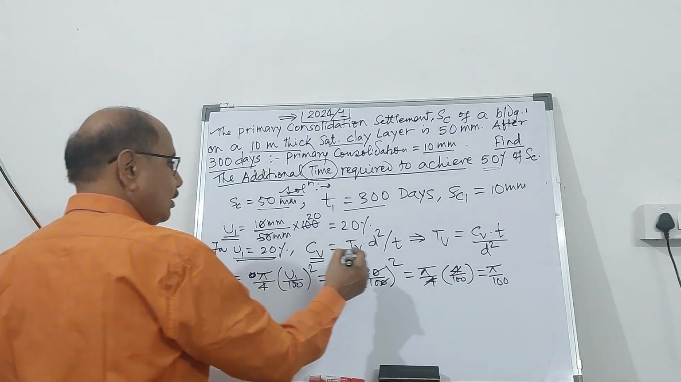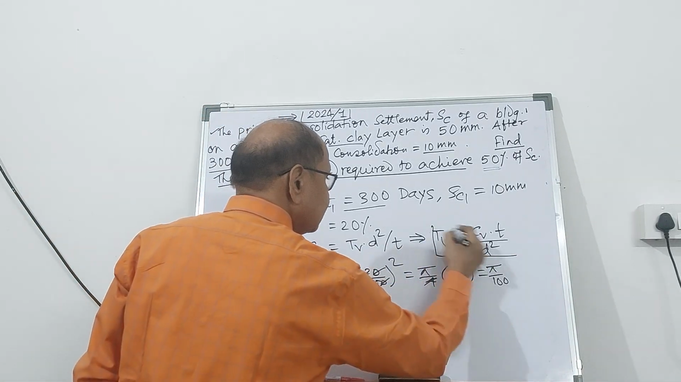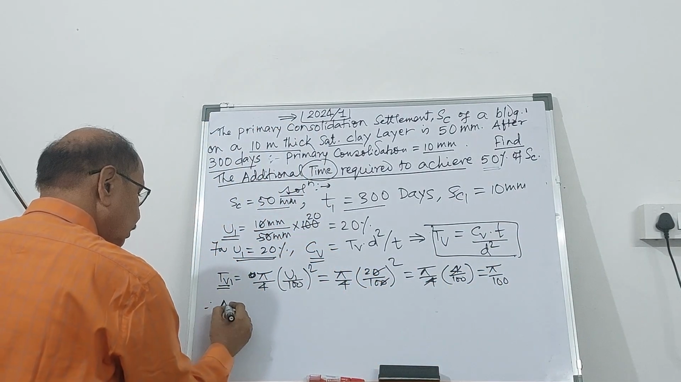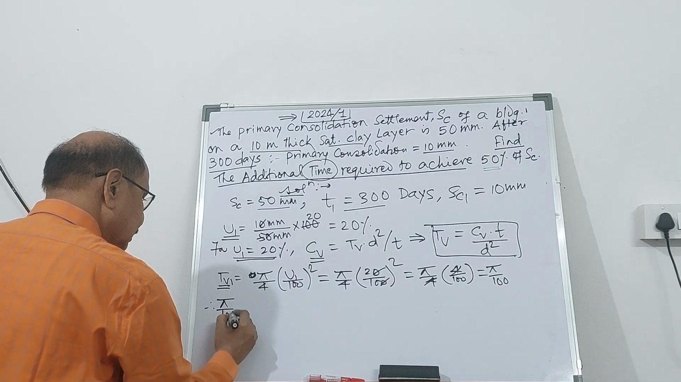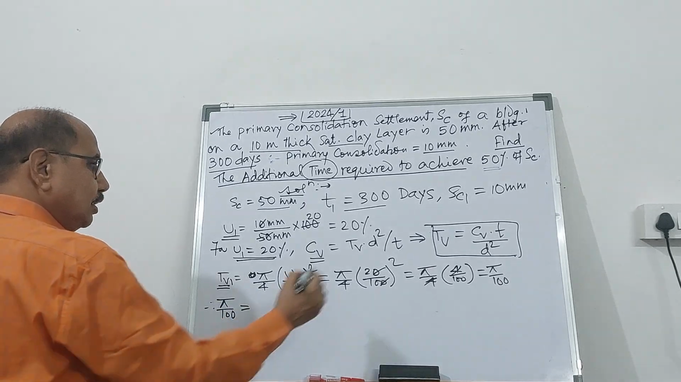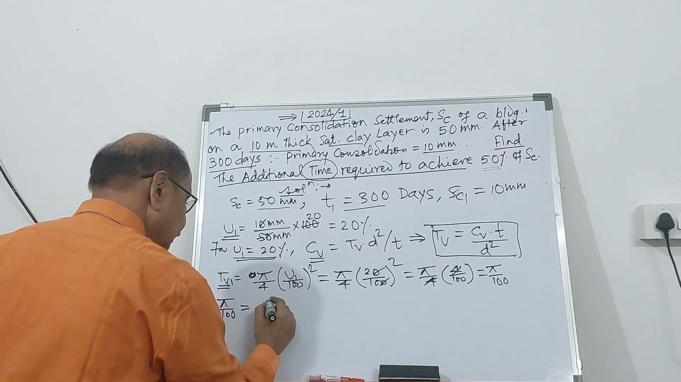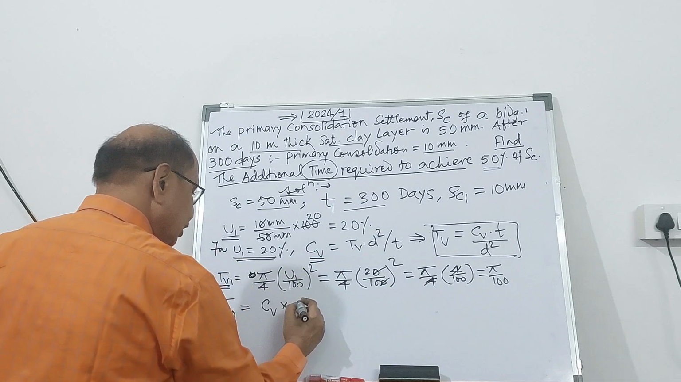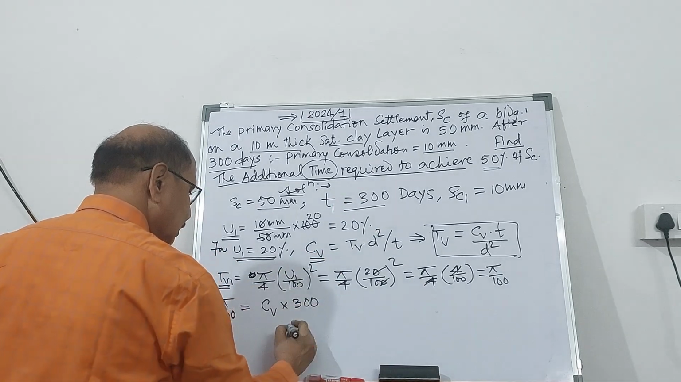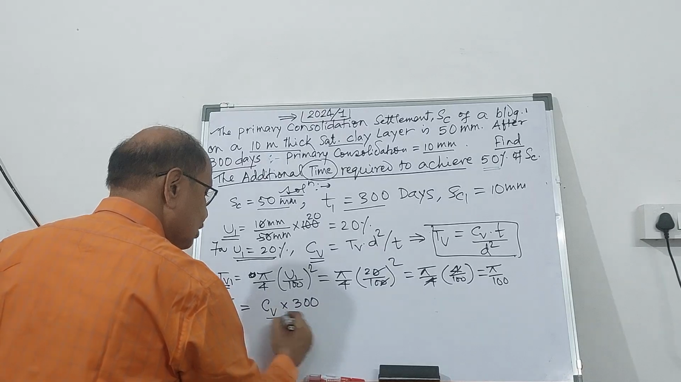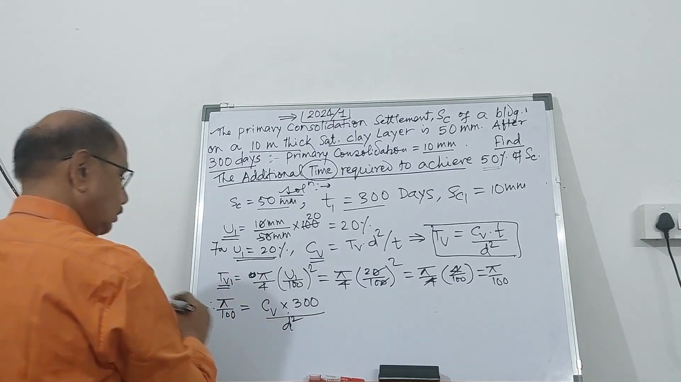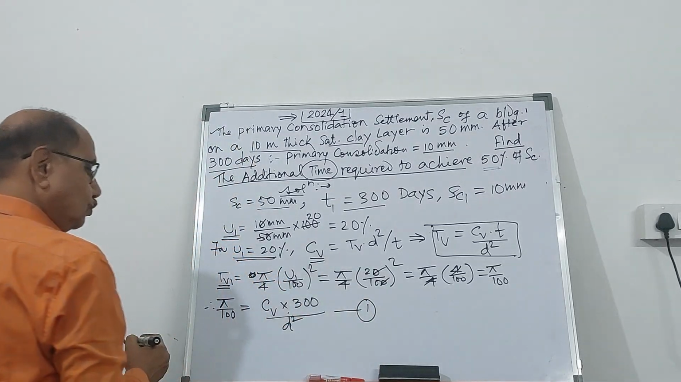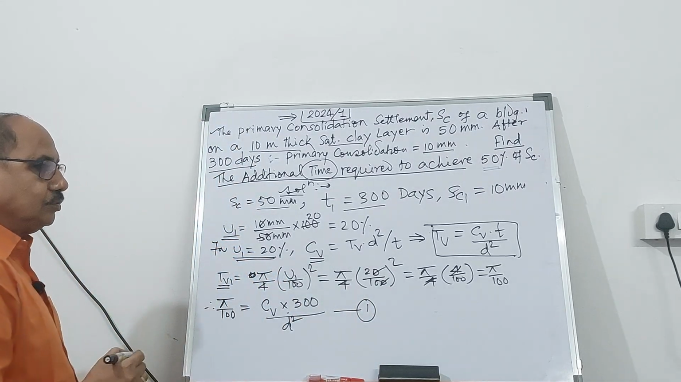What is the formula for TV? This is the formula. Therefore, pi by 100, that is TV1, equal to CV multiplied by time, which is given as 300 days, divided by d square. So this is equation 1. This is given to you.